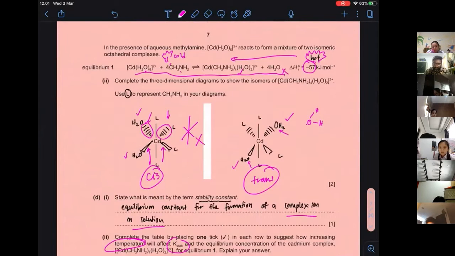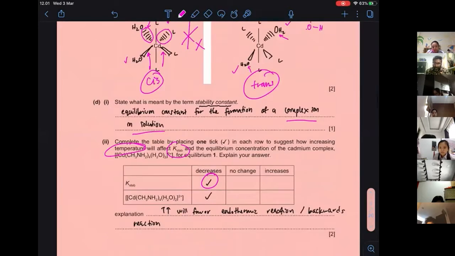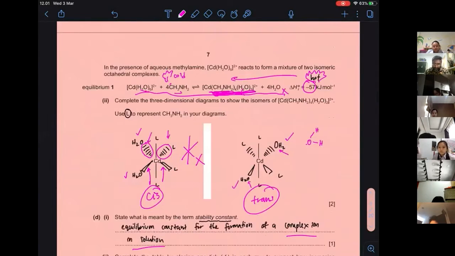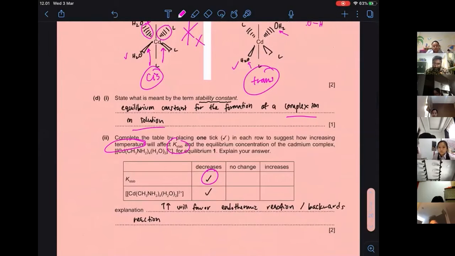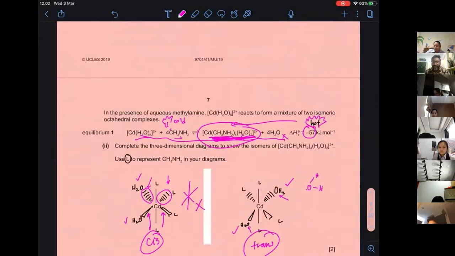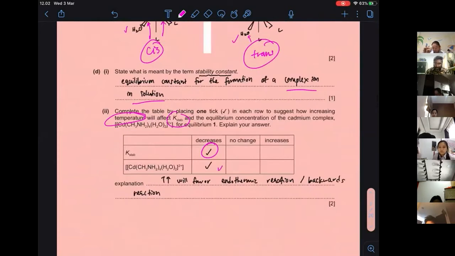So it's supposed to be this divided by this. Of course, if this one is decreasing, the entire K stab will decrease. And then they also ask about the concentration of this ion. Since it's moving backwards, of course it's going to decrease as well. So explain your answer.